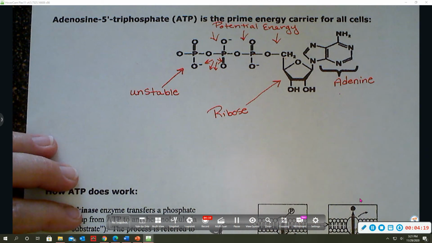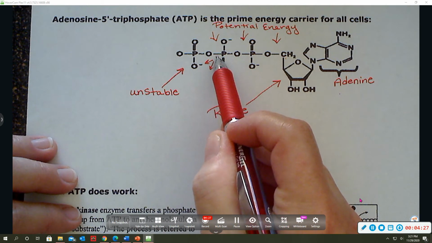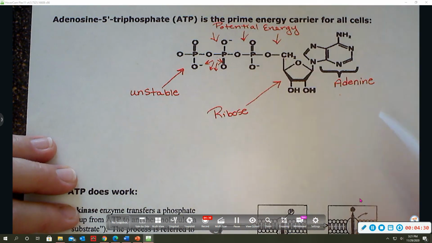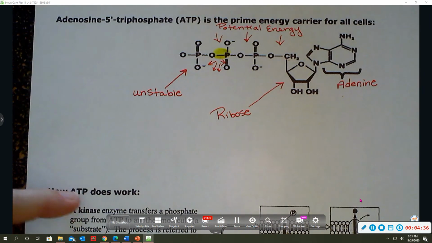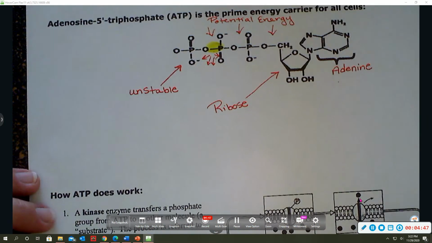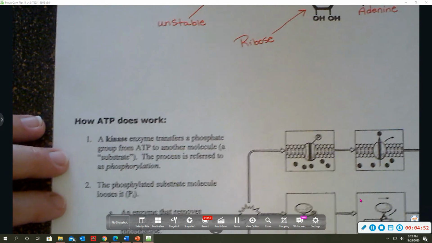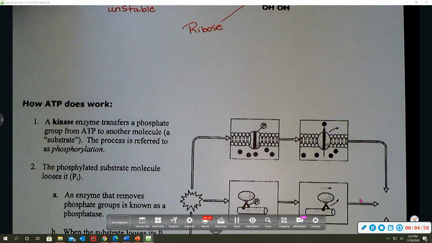So typically, for ATP to work, it has to break this last bond off of this last phosphate group. That bond right there is broken. Highlighted in yellow, that's the important bond. That bond breaks off, and this phosphate group gets transferred to another molecule. When that happens, that's called phosphorylation. So I've got that right here. So how does ATP work? In this area, and then we have some examples off to the right.